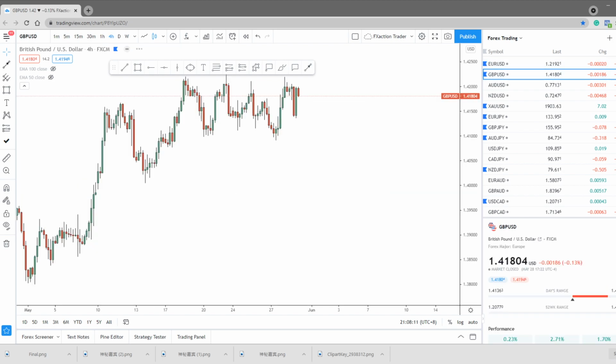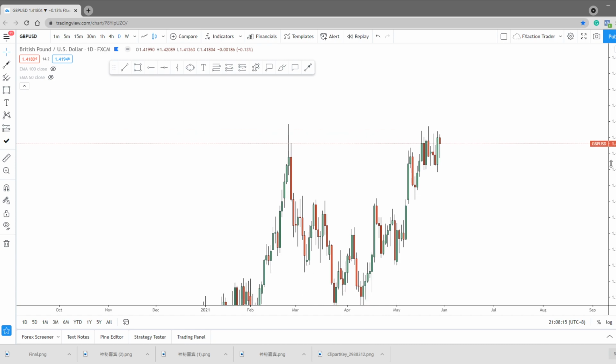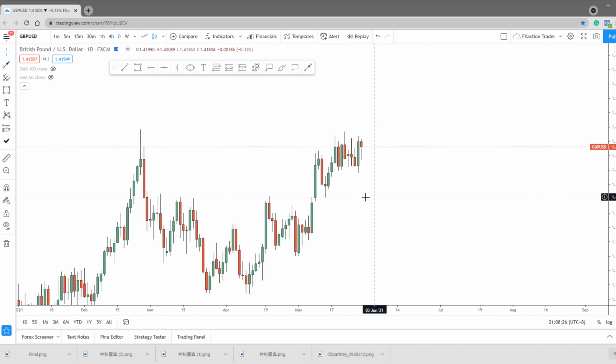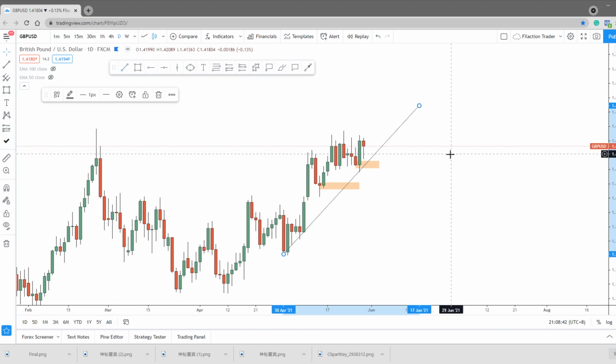Let us go to the next pair, the pound dollar, or the GBP. The GBP has been in a very strong bullish momentum last week. On the daily chart, what we can see is that the market has created one higher low and another higher low, and the nearest higher high was actually broken by a bullish engulfing candlestick. So this week, we are more bullish than bearish.